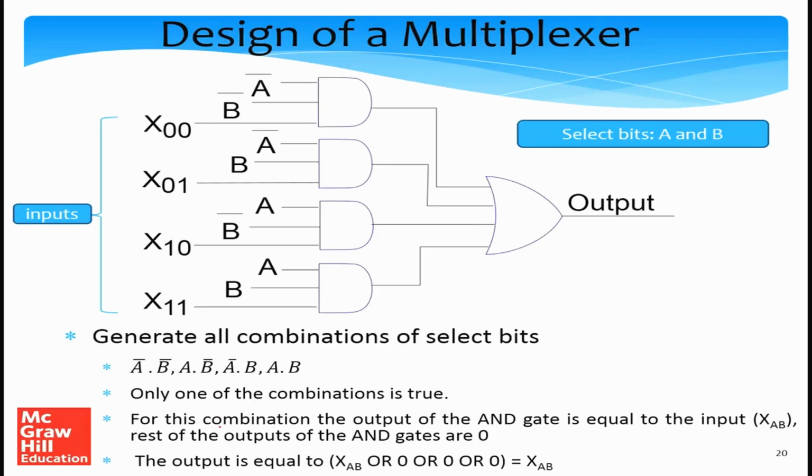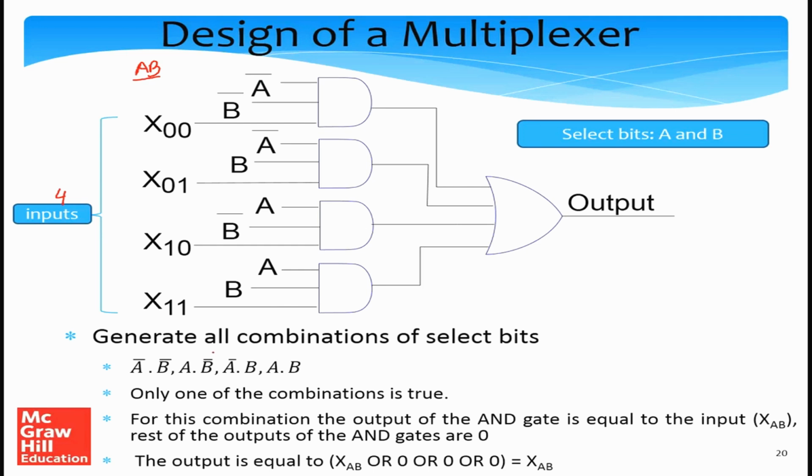So let's consider a 2-bit multiplexer where there are 4 inputs and there are 2 select bits, A and B. If A and B are 0, 0, you want to choose the first input, 0, 1 the second input, 1, 0 the third input, and 1, 1 the fourth input.